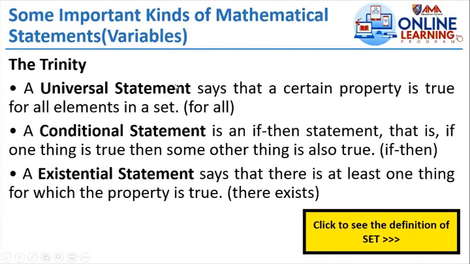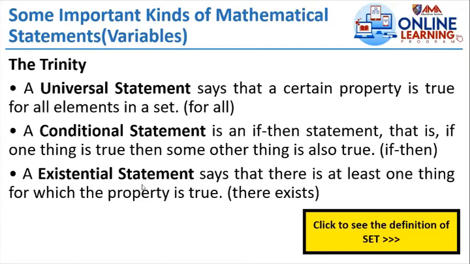So first, we have the universal statement, which says that a certain property is true for all elements in a set. So this is identifiable by these keywords, for all. So we say universal, lahat. No one is exempted. Pwedeng meron lahat or pwedeng meron lahat, wala. And then a conditional statement is an if-then statement. That is, if one thing is true, then some other thing is also true. So we can identify this by the keywords if-then. And then sa existential statement naman says that there is at least one thing for which a property is true. Ito ka-existential statement is kumbaga, nag-a-assert siya ng existence or may nag-e-exist na isa, kahit na isa.